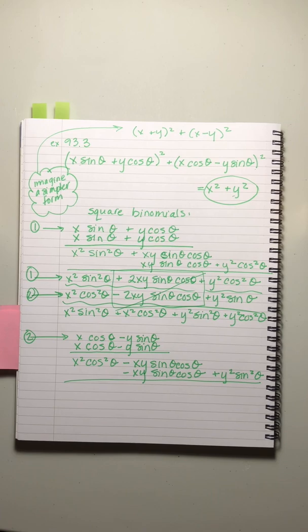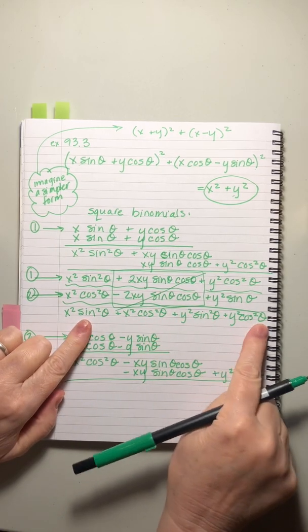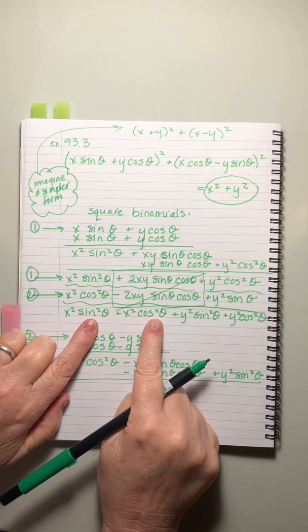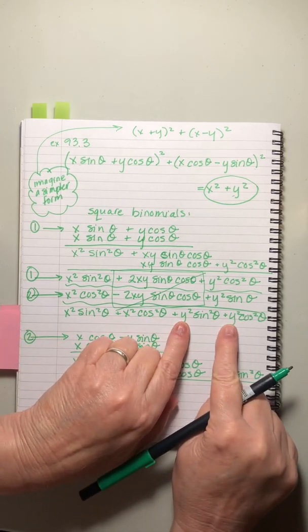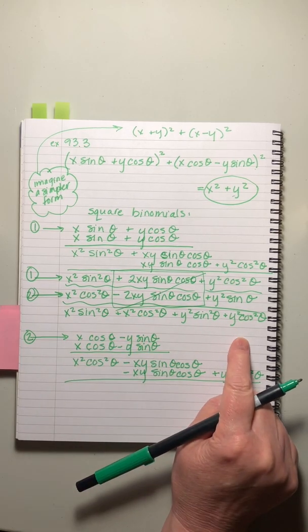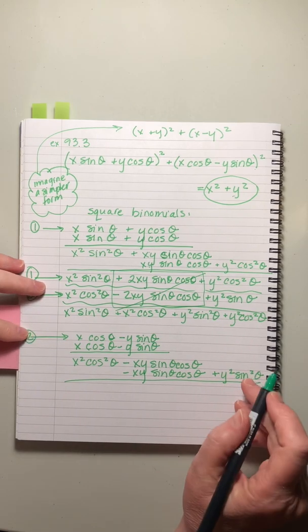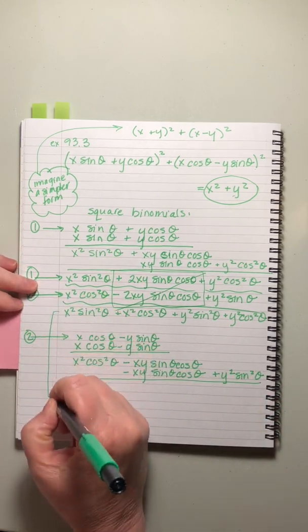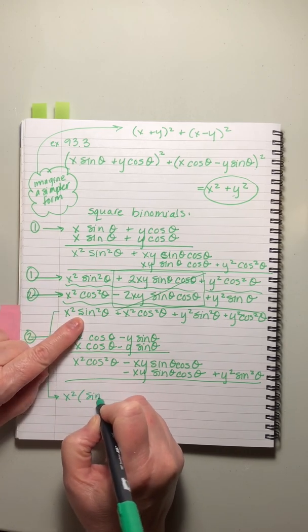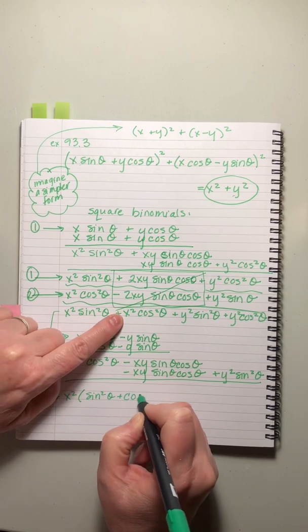Now, again, what do we do with this? We don't have any denominators in this one, so we're just looking at the whole mess. What I see is a factoring pattern here. I see x squareds in front of sine plus cosine, and I see y squareds in front of sine plus cosine. Right? So I'm going to rewrite this down here where I have a little more room. I'm going to take the x squared and I'm going to factor out sine squared theta plus cosine squared theta.